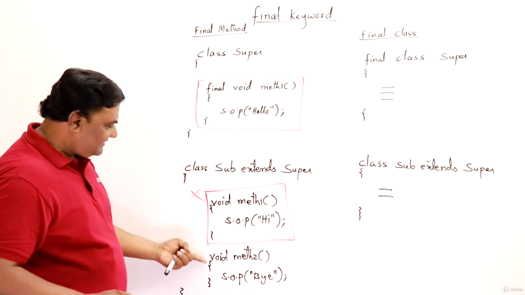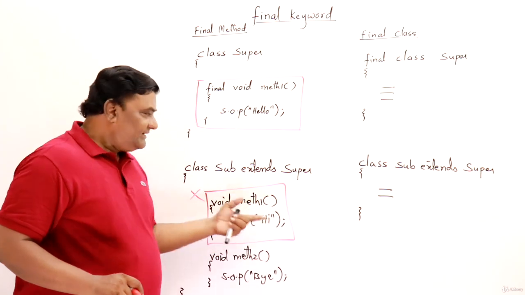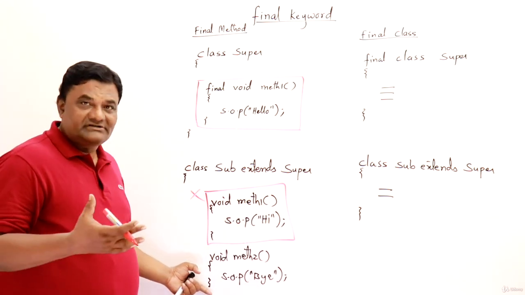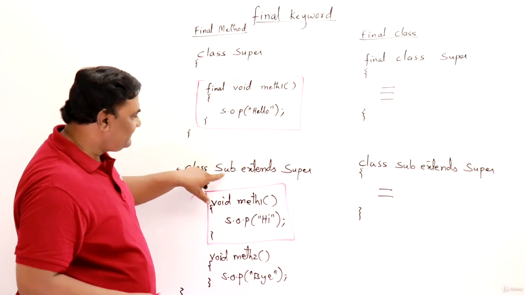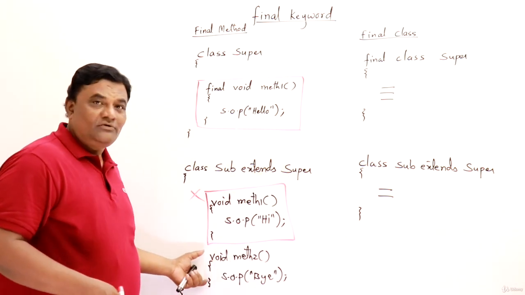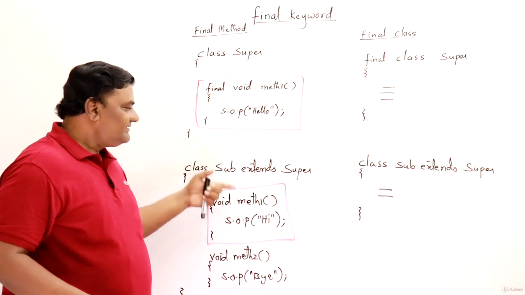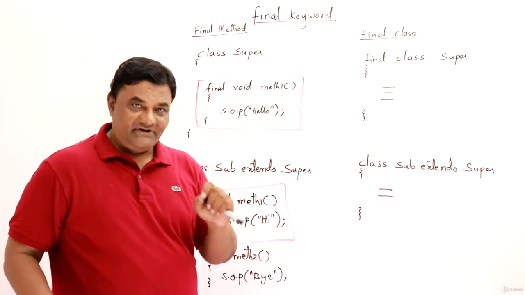You can add more methods if you want. So I have written one more method in this subclass. A subclass can have extra methods if it wants. Now the subclass has one method, method1, coming from the superclass because it is extending, and a second method, method2, that is its own method, but it cannot redefine method1. So this is about methods as final.